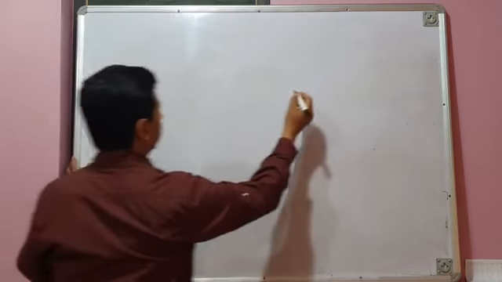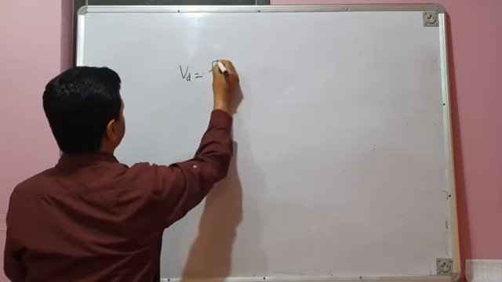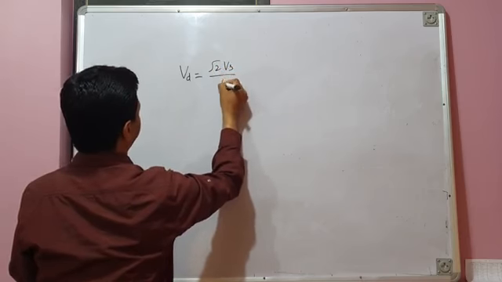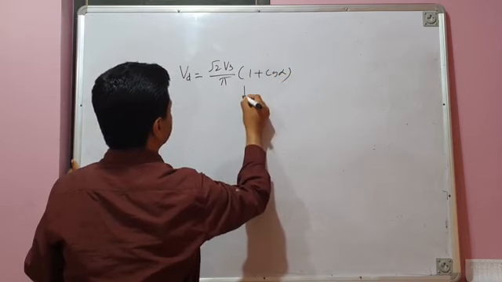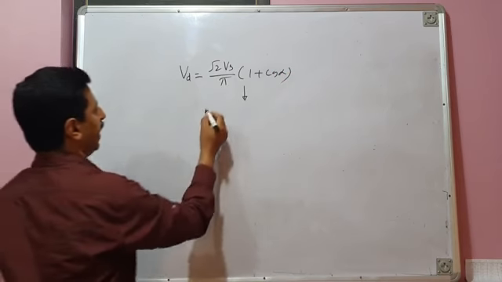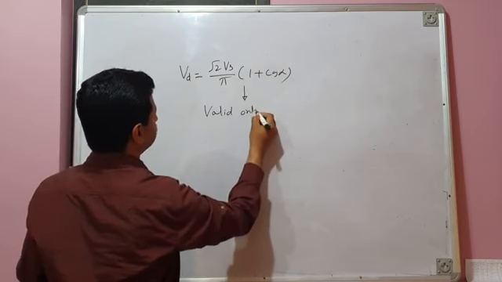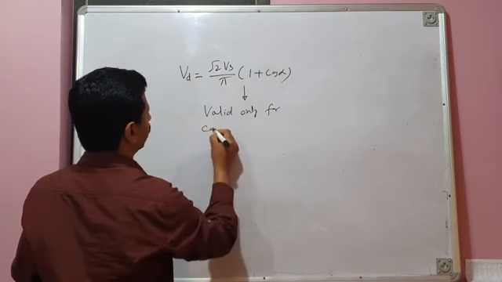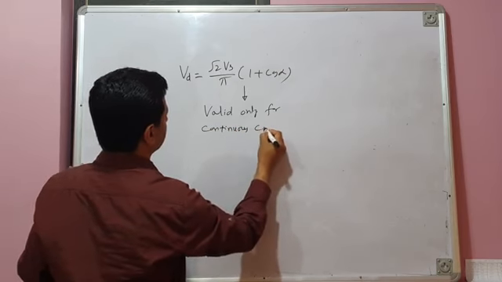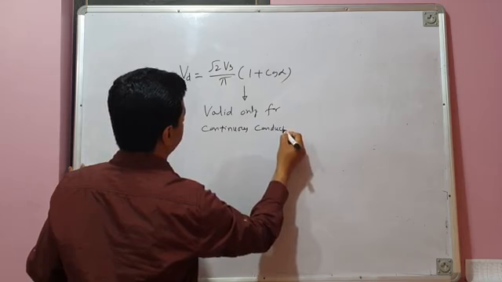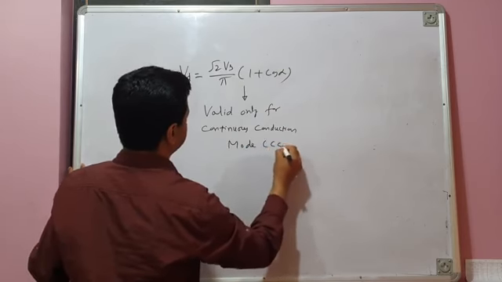And the mathematical expression for converter average output voltage was Vd is equal to root 2 Vs by pi times (1 plus cos alpha). You should remember one thing, that this expression is valid only for continuous conduction mode of operation, which is also called CCM.